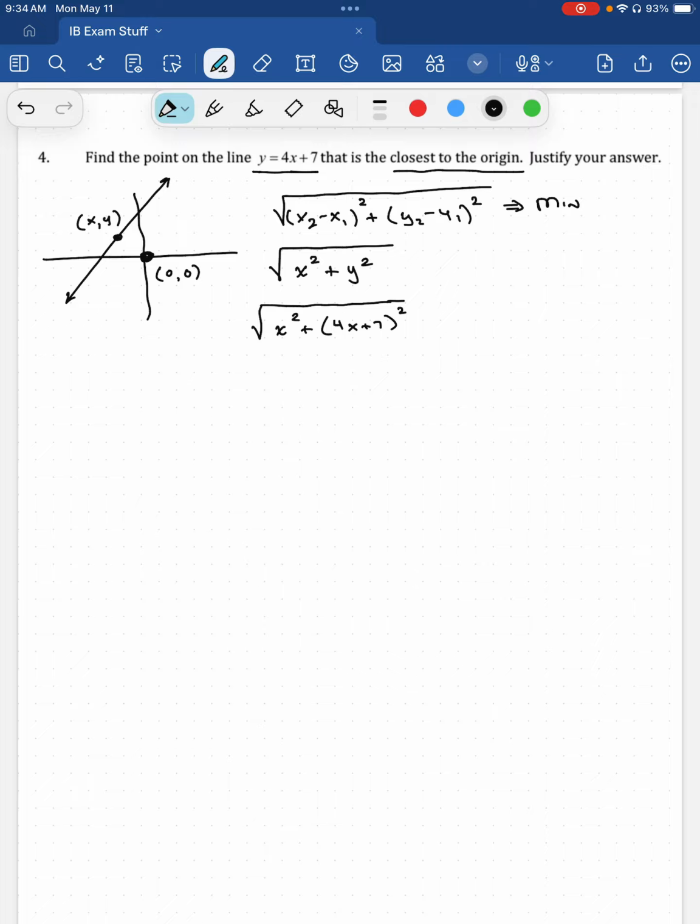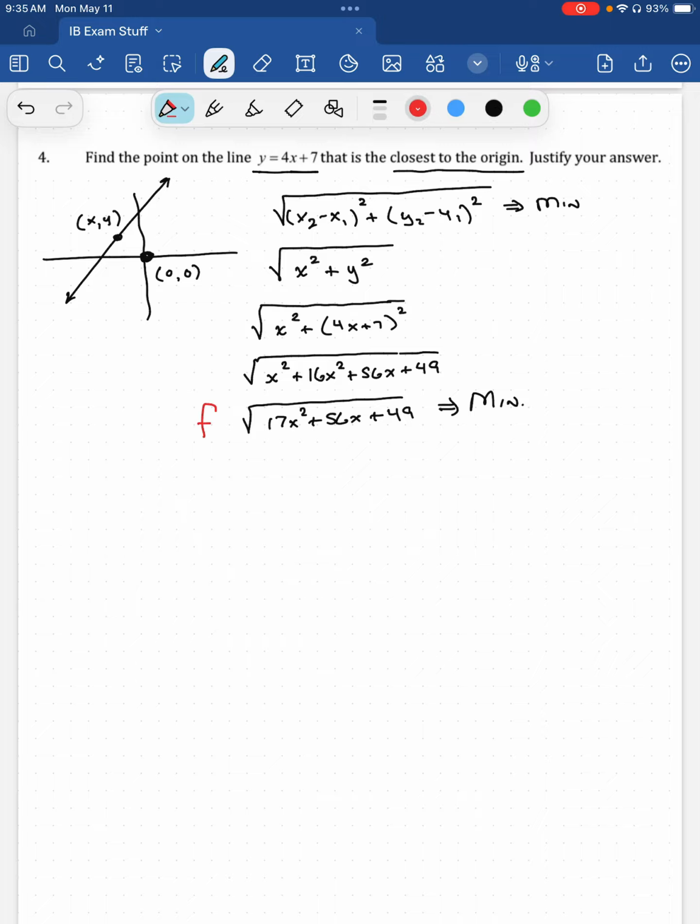Now, the problem with that is it's not simplified, so we're going to go ahead and multiply that out. That's going to give me x squared and 16x squared. And 4 times 7 is 28, so 56x. And 7 times 7 is 49. When we combine these, we're going to get 17x squared plus 56x plus 49. That is the thing we're trying to minimize, and that is the thing we're going to call our function.